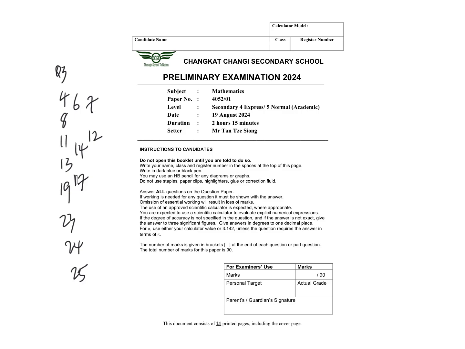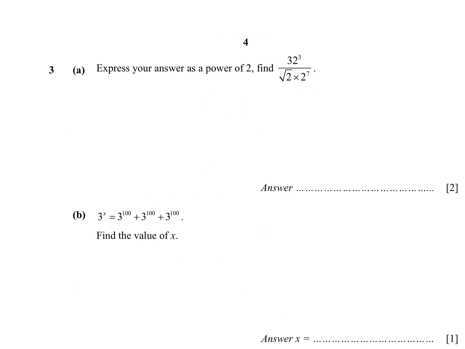The next one? 11, 12, 13, 14. So question 3, it says express everything as a power of 2. Means they want base 2. So 32 is 2 to the power of 5.